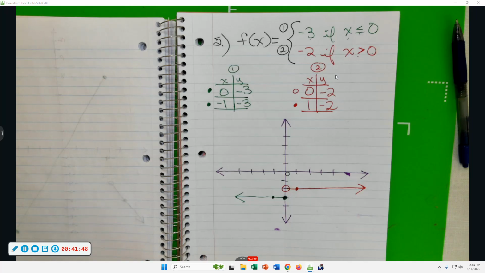Any questions there? A graph like this is frequently called a step graph, because you're literally going one step, then you step up to the next piece.